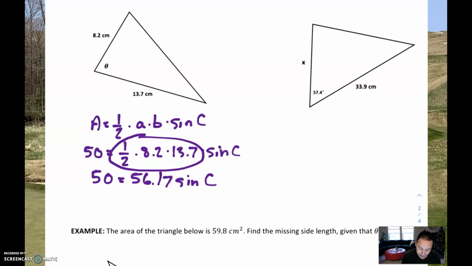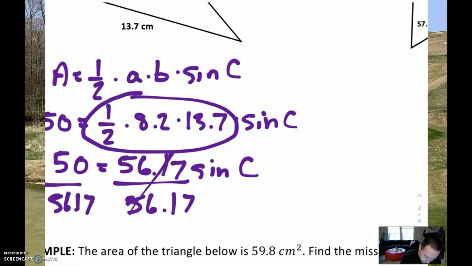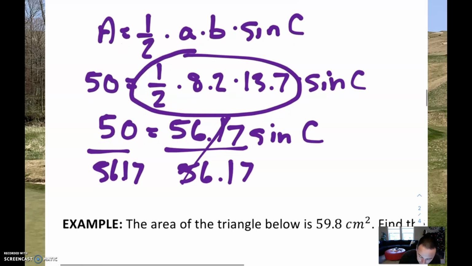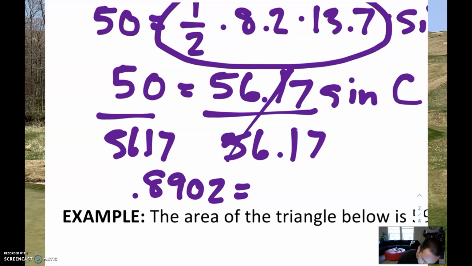Now we still have to get rid of that 56.17, so let's divide it on both sides. So I'm going to divide both sides by 56.17. And we are left with 0.8902 equals sine of C.